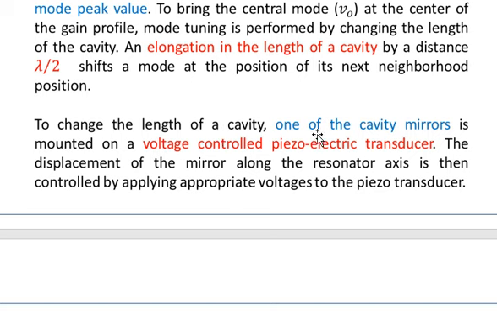To change the length of a cavity, one of the cavity mirrors is mounted on a voltage controlled piezoelectric transducer. The displacement of the mirror along the resonator axis is then controlled by applying appropriate voltages to the piezo transducer.